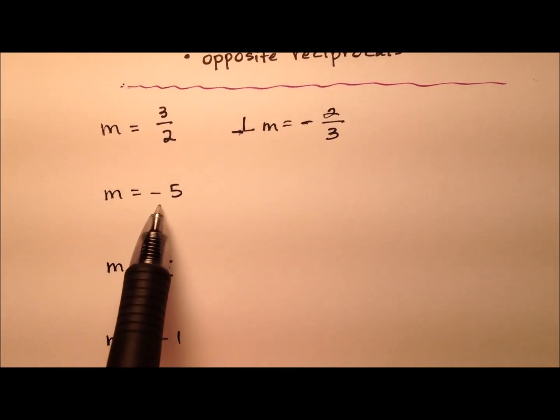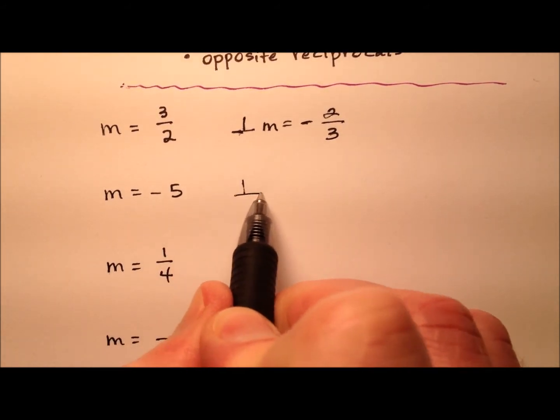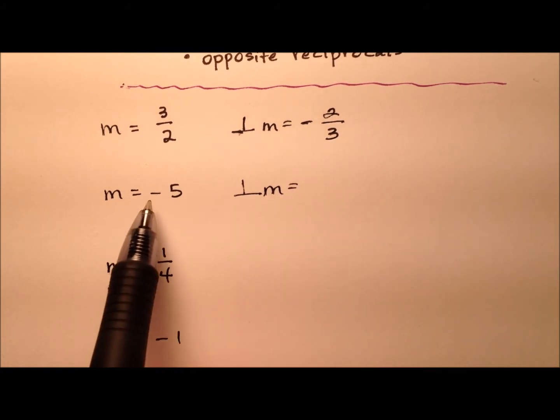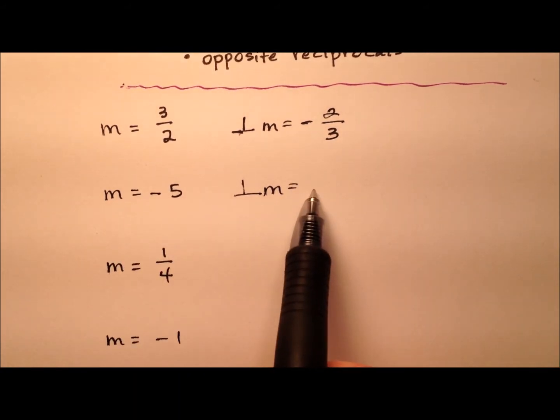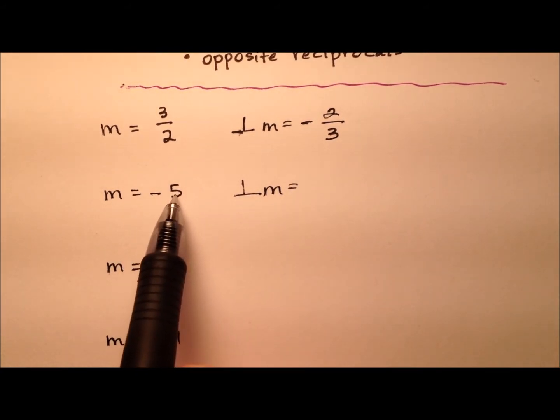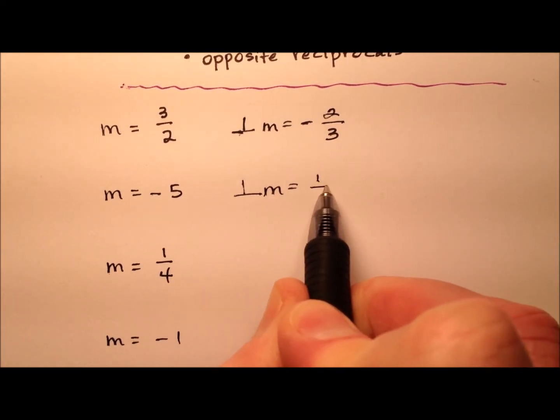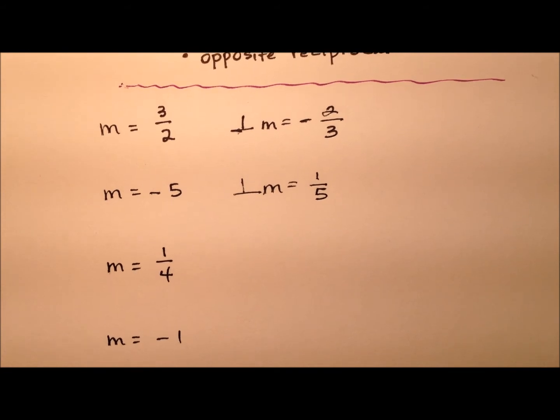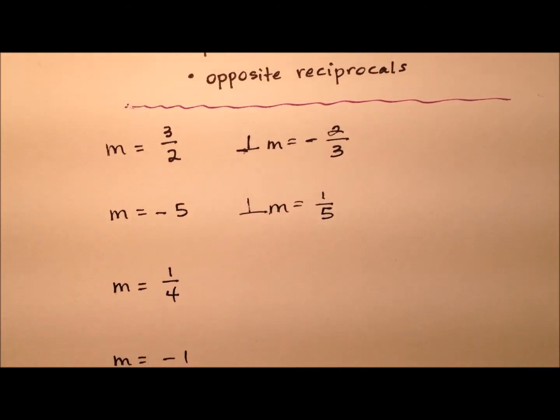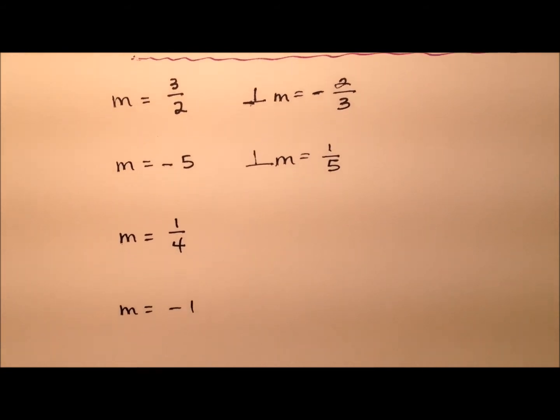All right, well, how about the slope of -5? Well, this is negative, so this one will have to be positive. And this is 5. You could also think of it as 5/1. So this will be positive 1/5. And now these two slopes are perpendicular to one another.